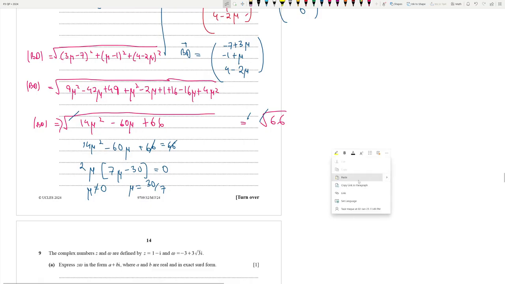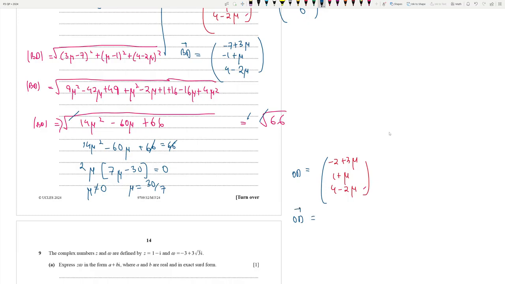Let's do this. So OD is equal to 30 by 7 into 3 minus 2. So that's 16 by 7. Then 1 plus mu, right? So 30 by 7 plus 1, which is 37 by 7. Then 4 minus 2 into 30 by 7, which is minus 32 by 7. Okay, great. So that's that. Very weird answer, but this is correct.